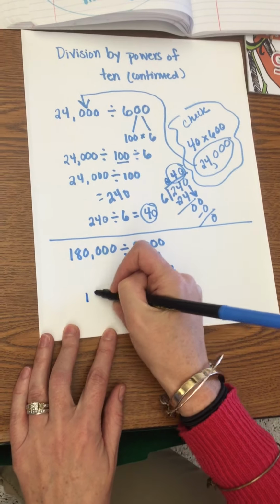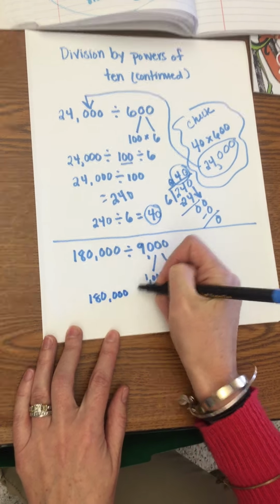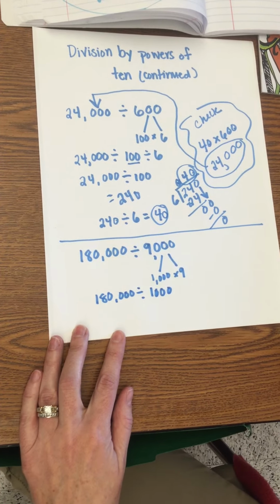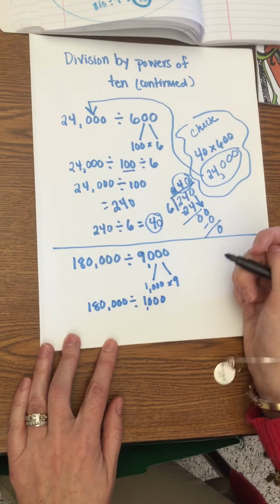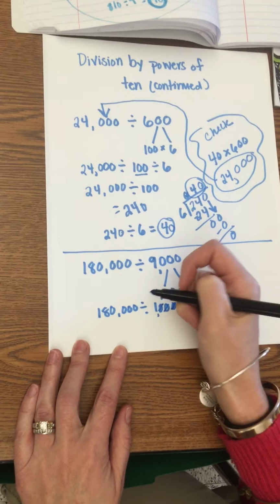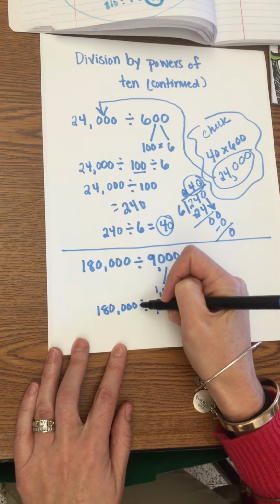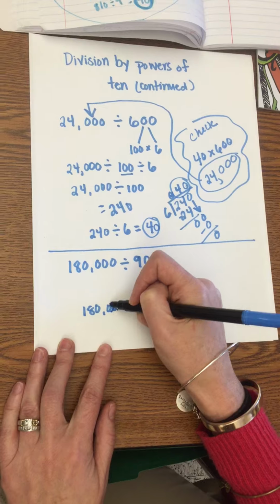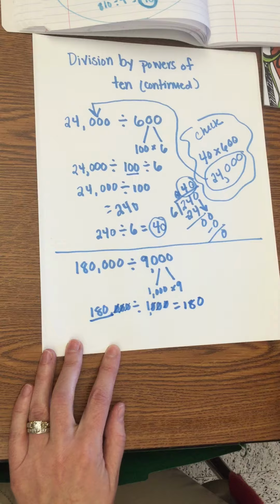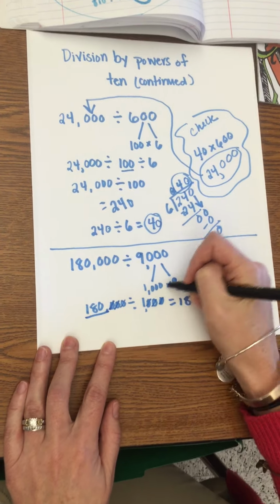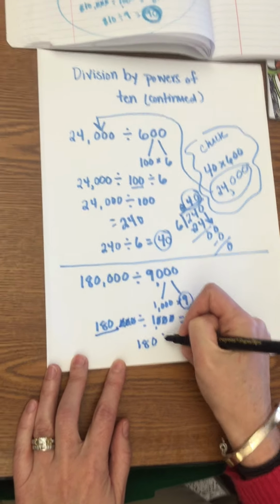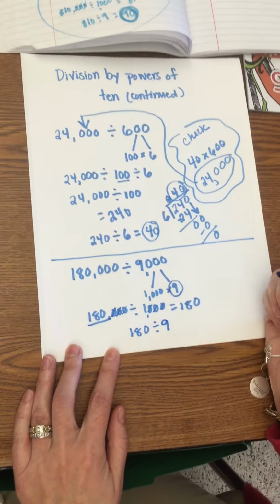So I'm going to start by dividing 180,000 by 1,000. Now I can shift it on the place value mat, or I can think of my trick. How many zeros are in 1,000? 1, 2, 3. How many do I get rid of in 180,000? 1, 2, 3. What do I end up with? 180. But I'm not done yet. I still have to divide by that 9 now. So I have 180 divided by 9.